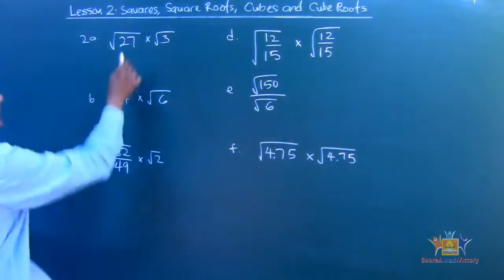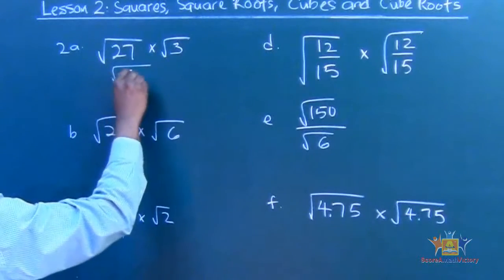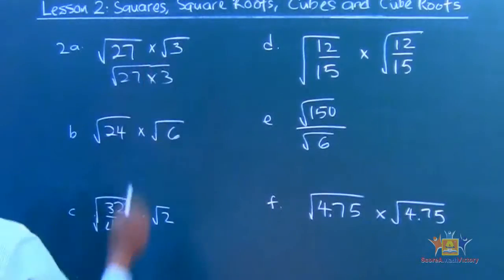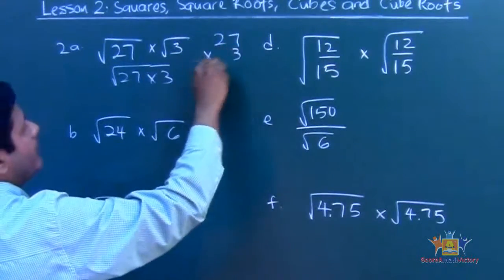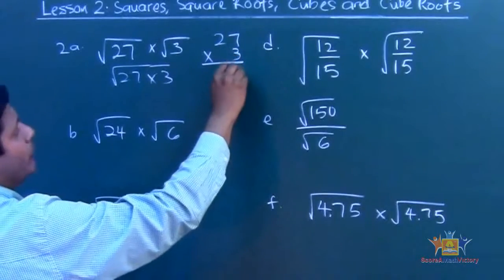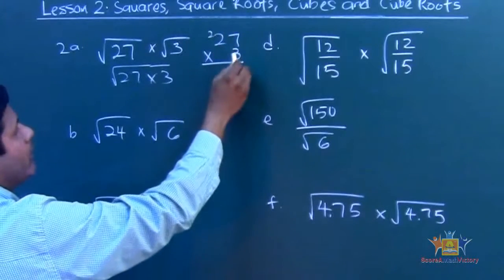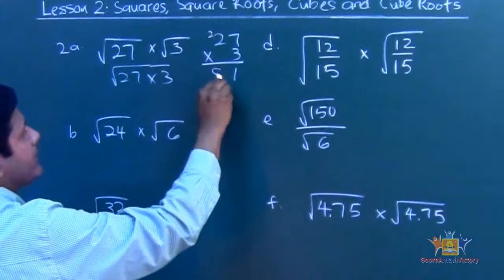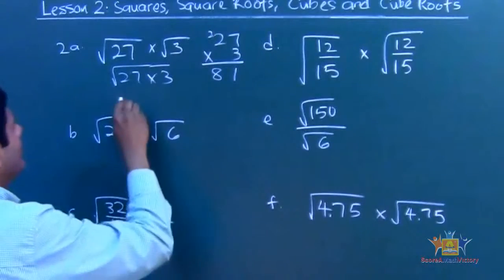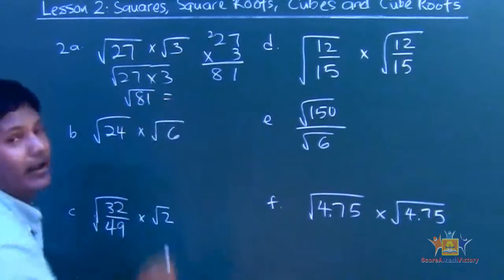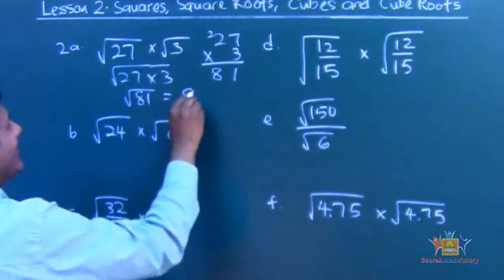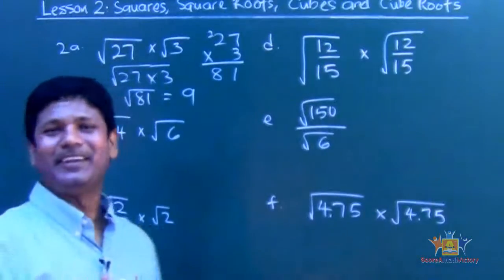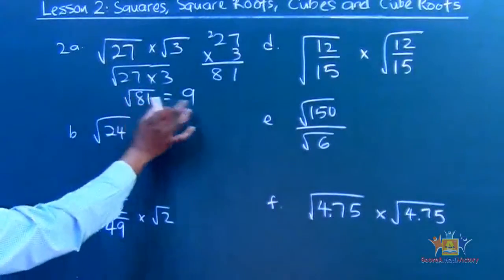Well, let's multiply them out. Okay, let's do this. 27 times 3. What would that give me? Okay, so we're going to use the long multiplication method. Alright, line them up. 3 times 7 is 21. Carry the 2, put the 1. 3 times 2 is 6, plus 2 is 8. 81. Square root of 81 is what? 81 is a perfect square, which is 9. See that? That's the key. They want you to combine it and then find it.